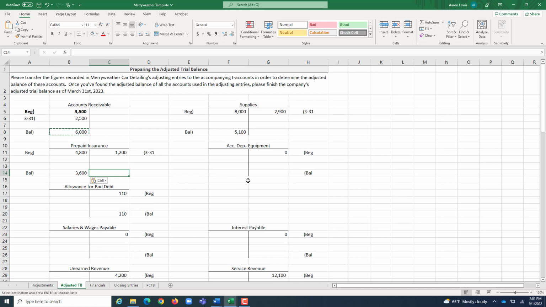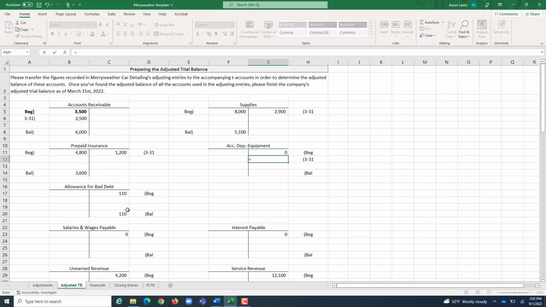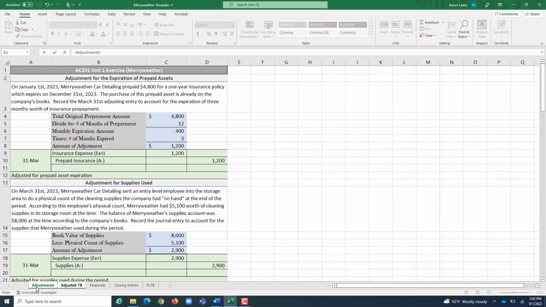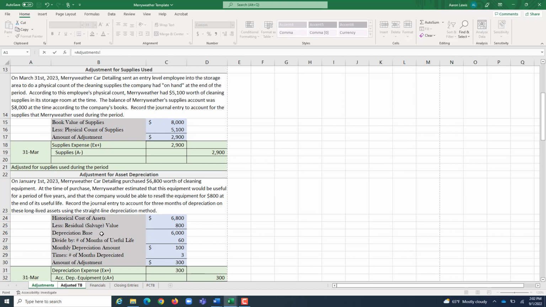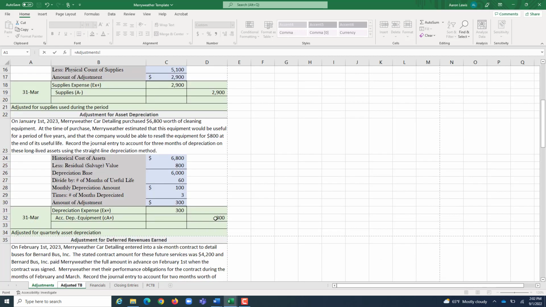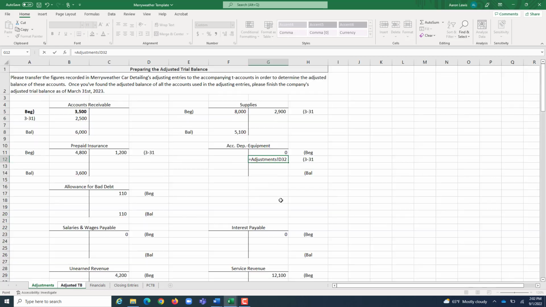For accumulated depreciation, we depreciated our cleaning equipment during the period, and like you always do when you increase the value of accumulated depreciation, we credited it. So I'm going to go to the cell that I want to transfer the number over to, and go back to my adjustments. I'm going to find the adjustment for depreciation, which is right here. We credited accumulated depreciation of equipment for $300. So let me transfer that $300 credit over to my T accounts.